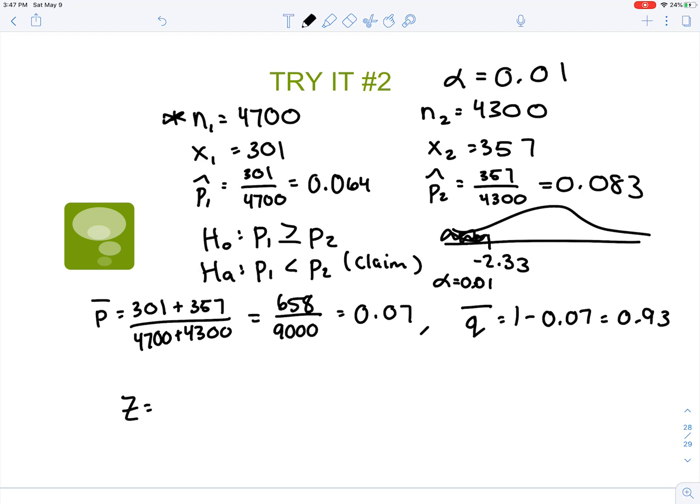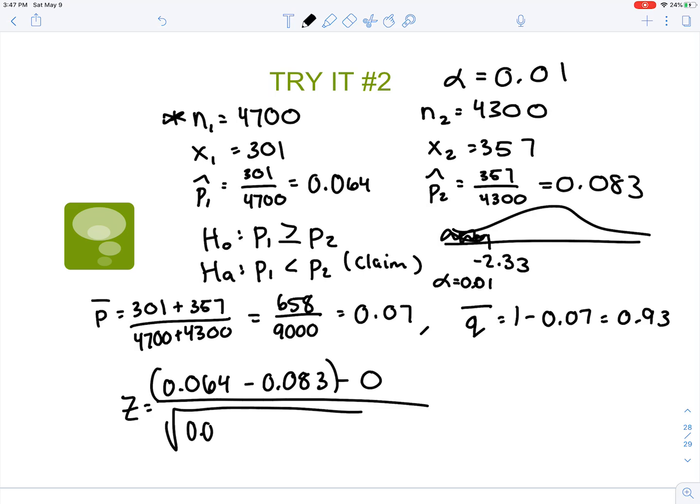Okay, so plug into our z. p hat, or p1 hat, minus p2 hat, minus the difference we're assuming is 0, over the square root, 0.07 times 0.93 times 1 over 4,700 plus 1 over 4,300. So now we'll take it to our calculators.